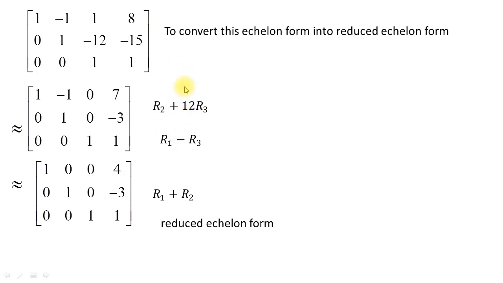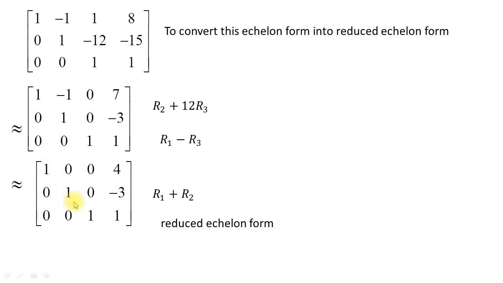After performing these two operations, multiplying 12 times of R3 to R2 and subtracting R3 from R1, we obtain this similar matrix. Now this entry should be 0. So for this purpose, add R2 to R1, and we obtain 1 0 0 4, 0 1 0 minus 3, 0 0 1 and 1.